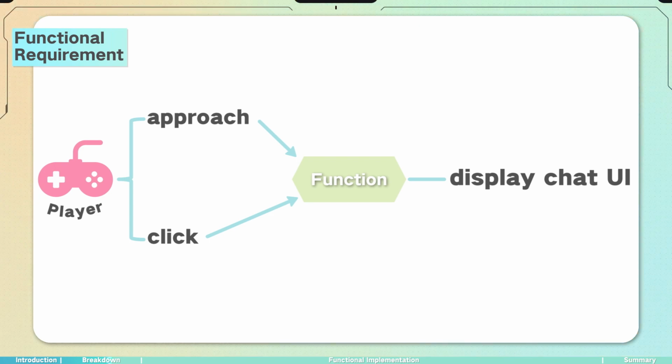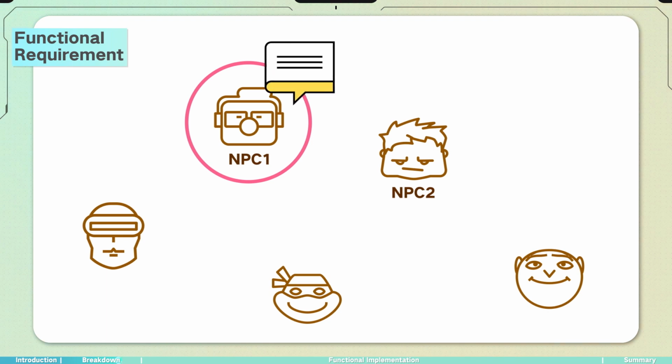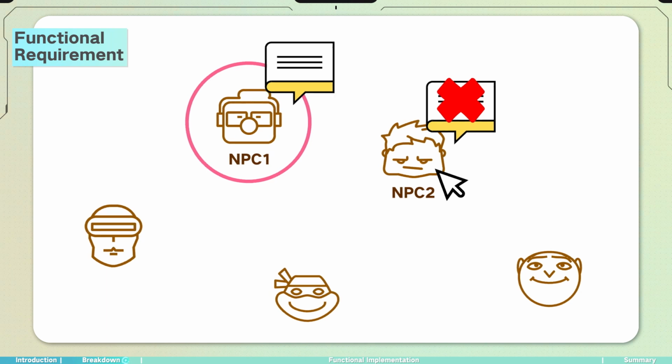Lastly, we need to ensure that the UI will not be triggered repeatedly. For example, when I approach NPC 1, the chat UI of NPC 1 will pop up. At this time, if I click NPC 2, the chat UI of NPC 2 should not pop up as we are already in a conversation.